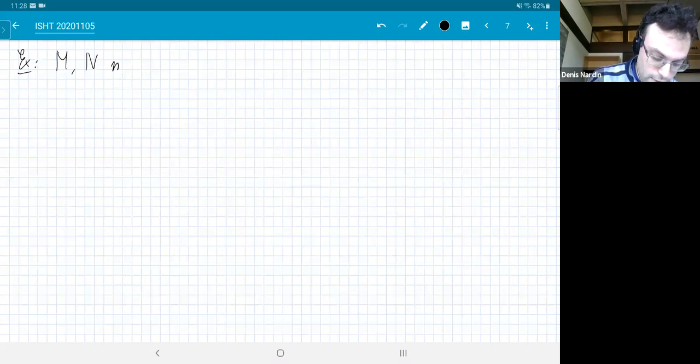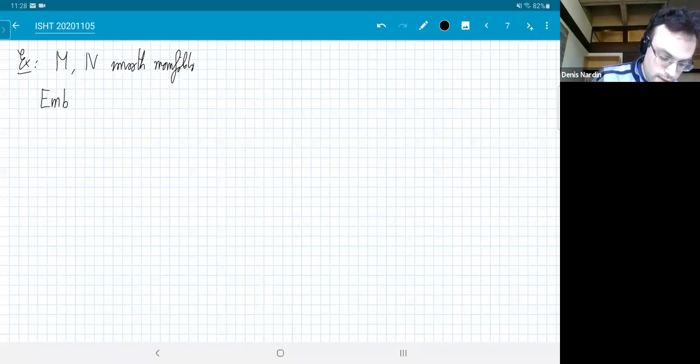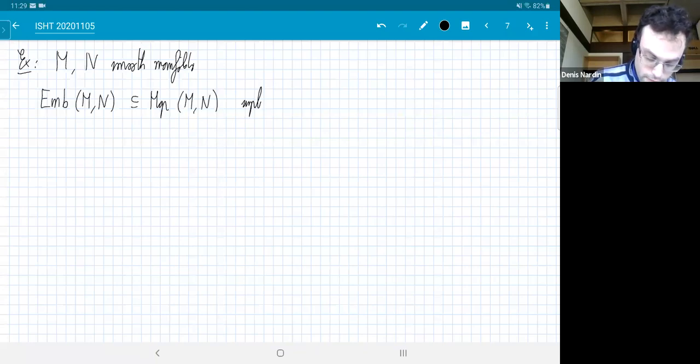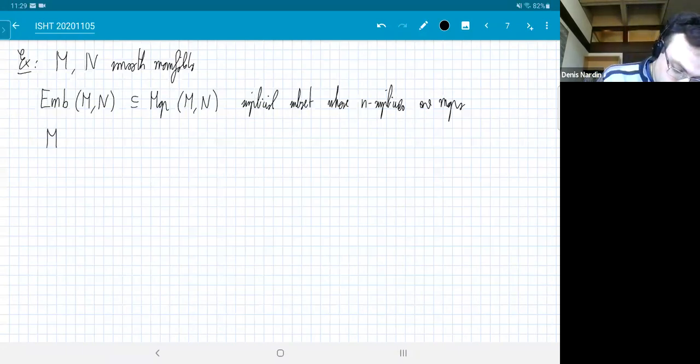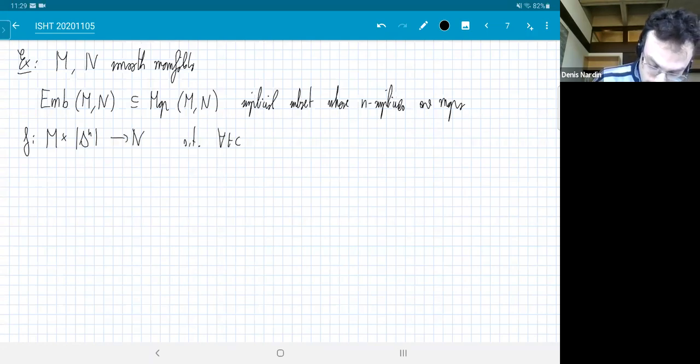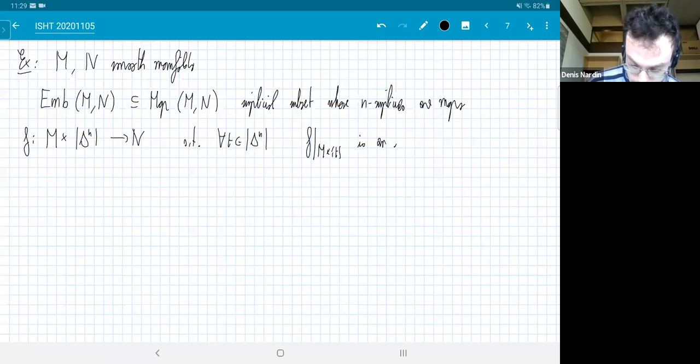Let M, N be smooth manifolds now. And you can define Emb(M,N) inside Map(M,N), the simplicial subset whose n-simplices are maps Δ^n × M into N, such that for every t in this topological n-simplex, the map is an embedding. Is a smooth embedding.